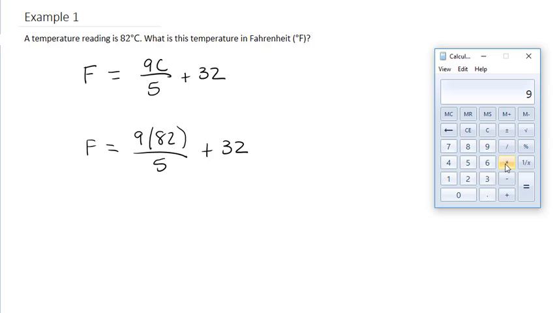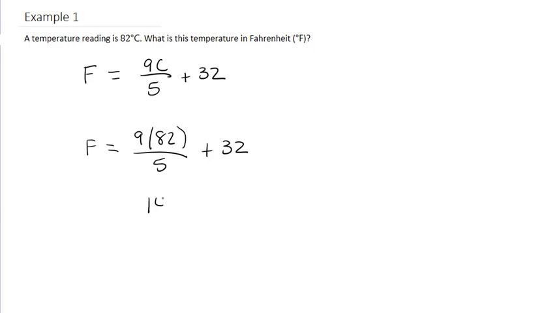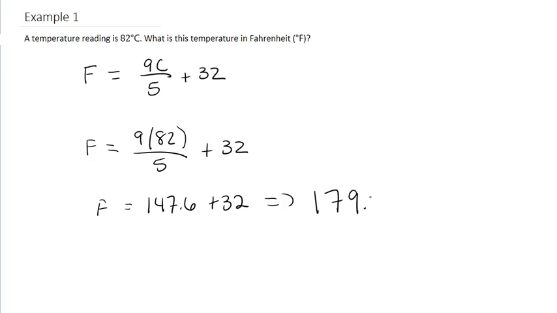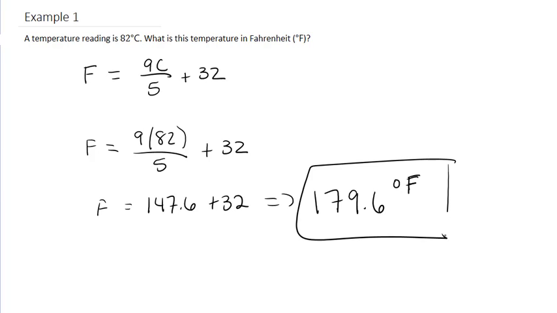So we have 9 times 82, which is equal to 738. Then we'll divide by 5. So we get 147.6. Then we'll add 32. And this is equal to 179.6 Fahrenheit. And we'll put an F to indicate that it's in Fahrenheit now. So let's do another example.